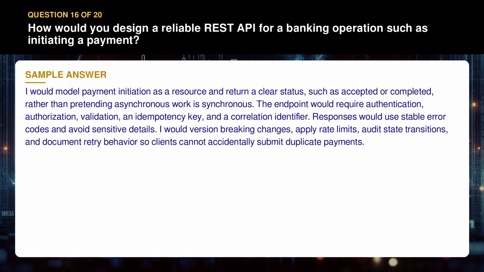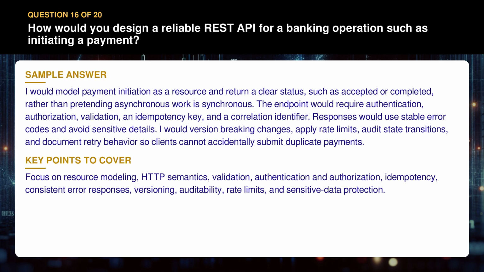The endpoint would require authentication, authorization, validation, an idempotency key, and a correlation identifier. Responses would use stable error codes and avoid sensitive details. I would version breaking changes, apply rate limits, audit state transitions, and document retry behavior so clients cannot accidentally submit duplicate payments. Focus on resource modeling, HTTP semantics, validation, authentication and authorization, idempotency, consistent error responses, versioning, auditability, rate limits, and sensitive data protection.